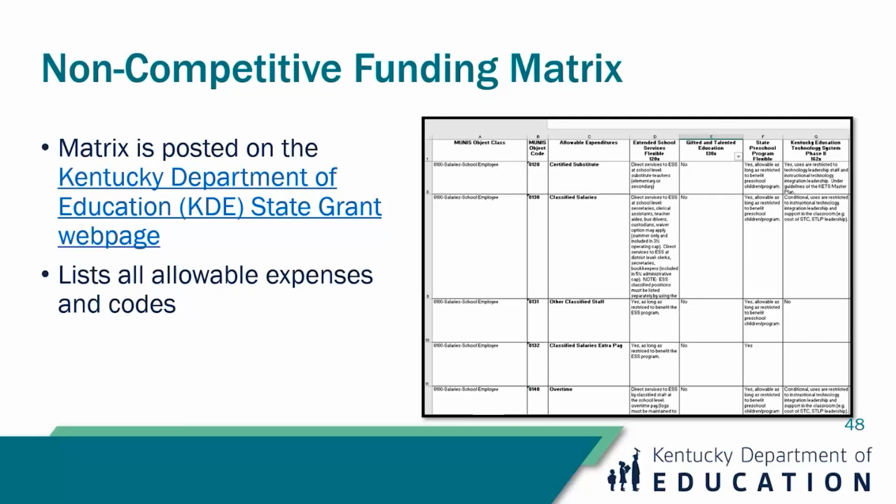Again, this is what the non-competitive funding matrix looks like. This is where you can go to see if certain funds can be expended on the gifted program. Don't forget that 75% of those funds must be used to hire certified staff. And if you have any funds left over from that, then you can use those funds to provide services for GT students.